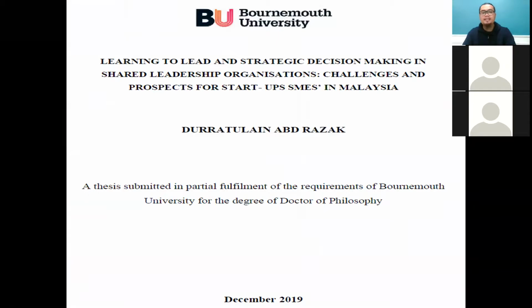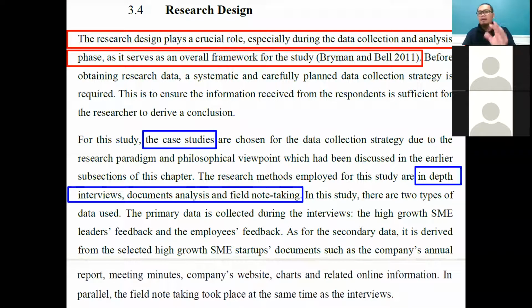Duratul Ain thesis. The first line, citing Bryman and Bell: the research design played a crucial role, especially during the data collection and analysis phase. It served as an overall framework for the study. That's why you also need to propose your research design, to make sure that all the panel, supervisor and evaluator will know your research activities. Before obtaining research data, a systematic and careful plan of the data collection strategy is required. This ensures the information received from the respondents is sufficient for the research to derive a conclusion.